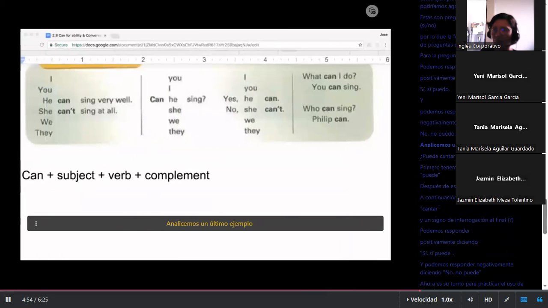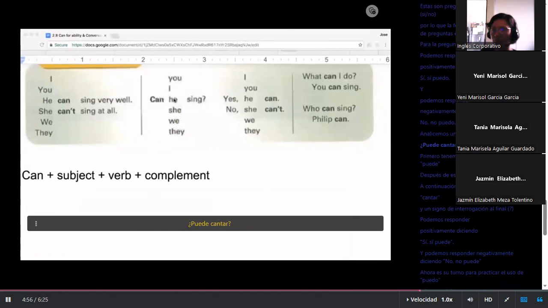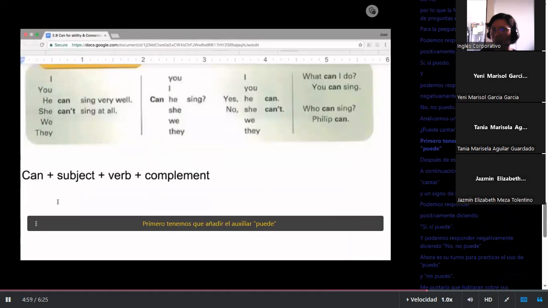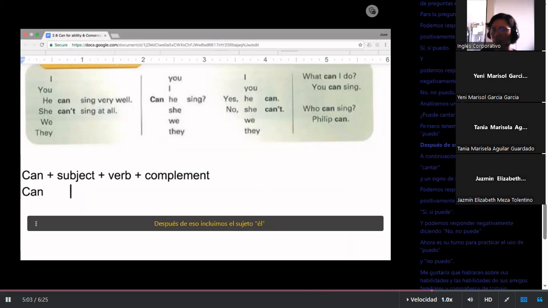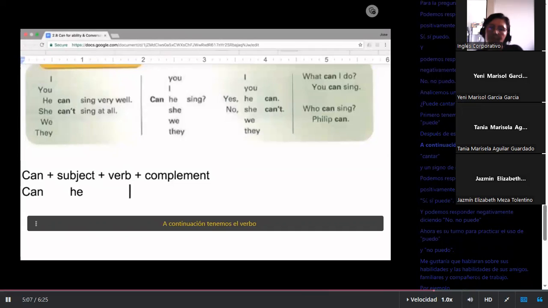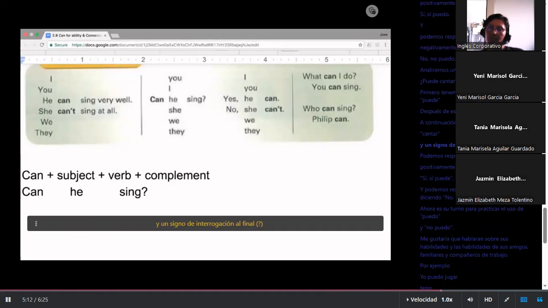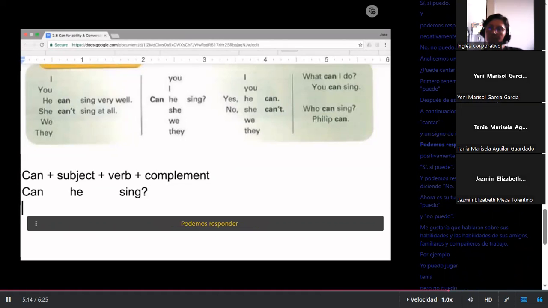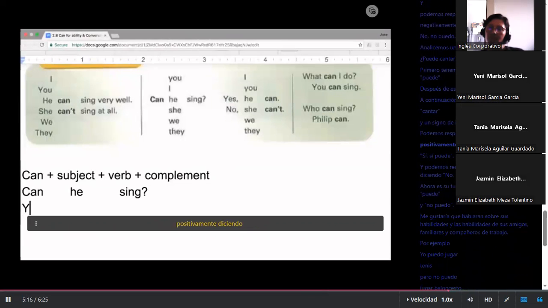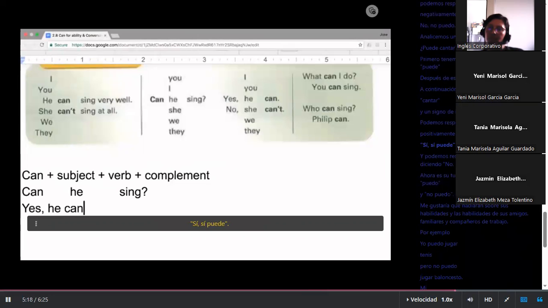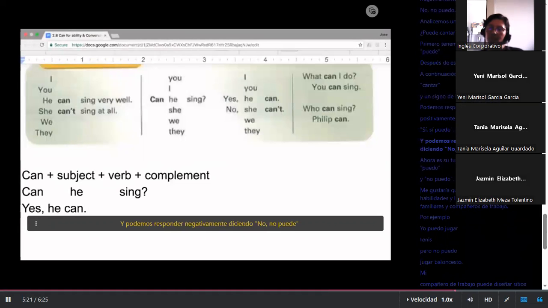Let's analyze one last example. Can he sing? First, we need the auxiliary verb can. After that, we include the subject, he. Next, we have the verb sing and a question mark at the end. We can answer positively by saying, yes, he can. And we can answer negatively by saying, no, he can't.